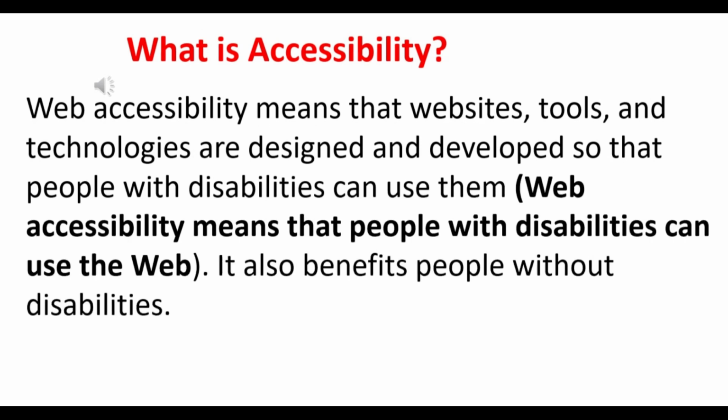What is accessibility? Web accessibility means that websites, tools, and technologies are designed and developed so that people with disabilities can use them. Web accessibility means that people with disabilities can use the web. It also benefits people without disabilities. For example, please check below.